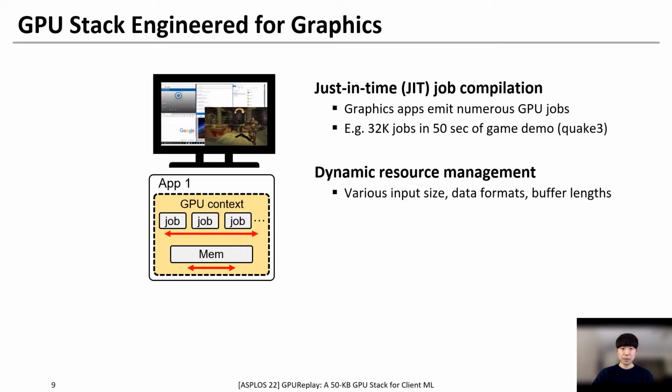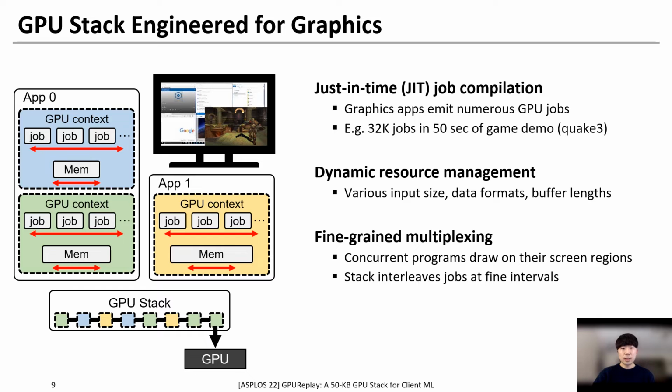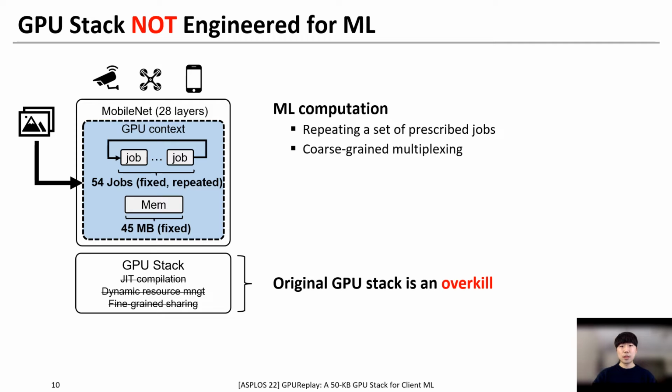Second, dynamic resource management. Graphics applications may have different numbers of jobs, consuming different sizes of memory. The input and data formats may diverge depending on what graphics application runs or what user action triggers the next rendering. Lastly, fine-grained multiplexing. It is common to run multiple graphics applications concurrently. A single application may also contain multiple GPU contexts. A window manager could be an example. To support them, the stack interleaves jobs at fine intervals and maintains separation. Such a stack for graphics was not engineered for machine learning workload.